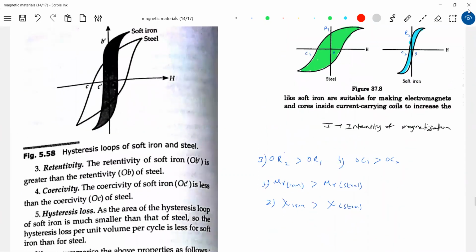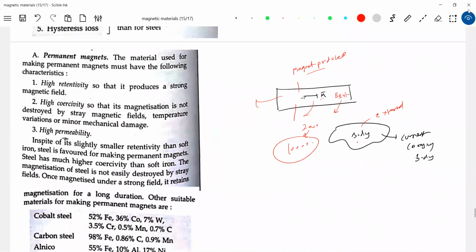Which is having more retentivity? Of course, steel is having more retentivity than the iron, no? But if you look at the coercivity of steel, it is more, but the retentivity of iron is more. So I want an artificial magnet. Shall I pick iron or steel? Though the retentivity of iron is more, the steel is preferred because it has more coercivity. What is the reason for that? Because with permanent magnets, once you magnetize it, at any cost it should not get demagnetized. So that's why, in spite of its slightly smaller retentivity than soft iron, steel is favored for making permanent magnets.